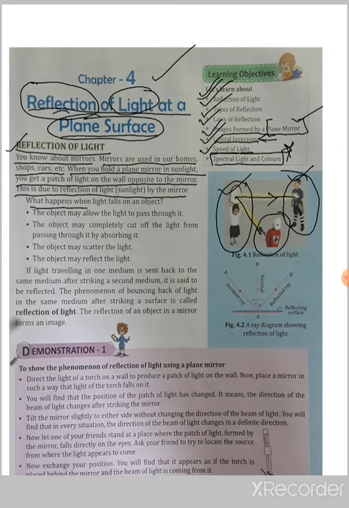Now what happens when light falls on an object? Number one, the object may allow the light to pass through it. Number two, the object may completely cut off the light by absorbing it. Number three, the object may scatter the light. And number four, the object may reflect the light. So these four things may happen when a ray of light is falling on an object.